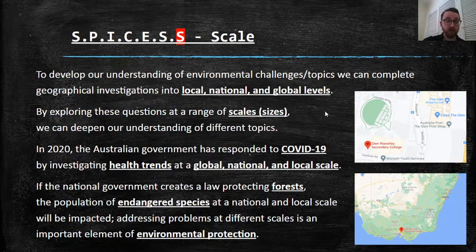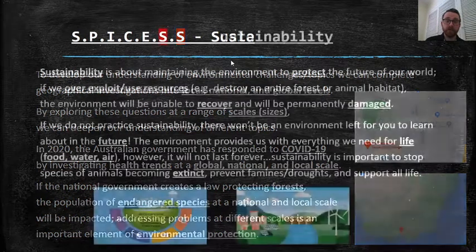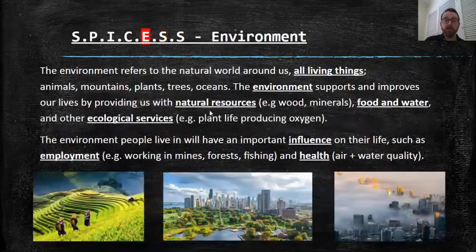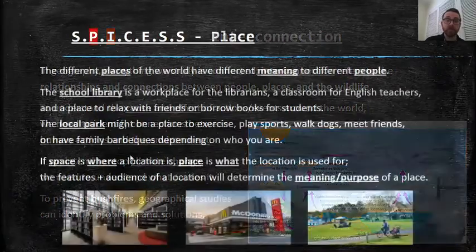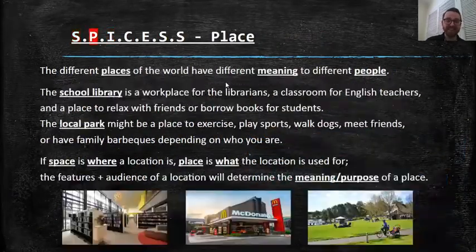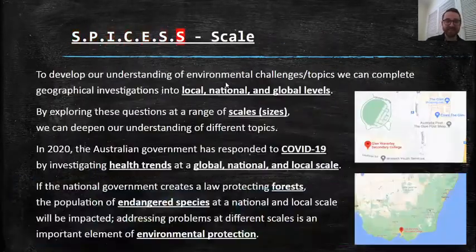If the national government creates a law that protects forests, the population of endangered species at a national and local scale will be impacted. So it's all connected again. Addressing problems at different scales is an important element of environmental protection. So you can see how scale relates to sustainability and environment. Environment relates to change because it's interconnected with places and spaces. So everything's connected in geography.